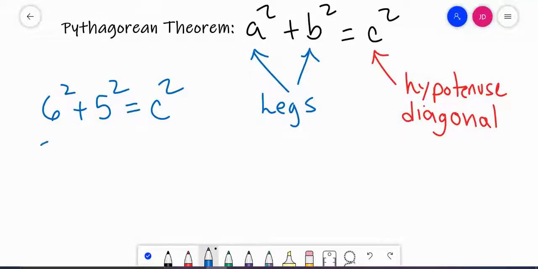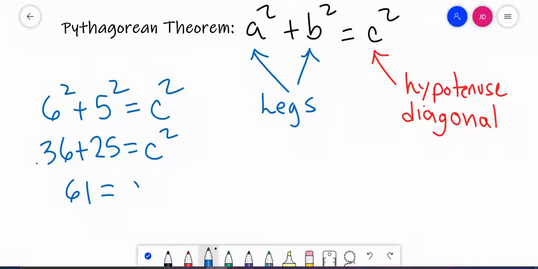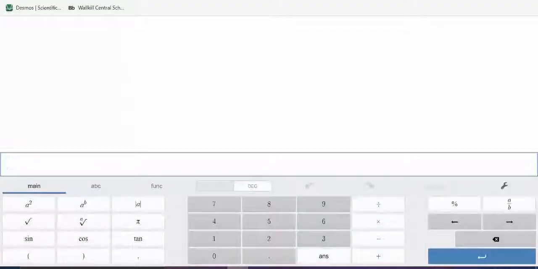6 squared is 36, plus 5 squared is 25. 36 plus 25 is 61. Find the square root of both sides. And the square root of 61. Square root of 61 is 7.8.